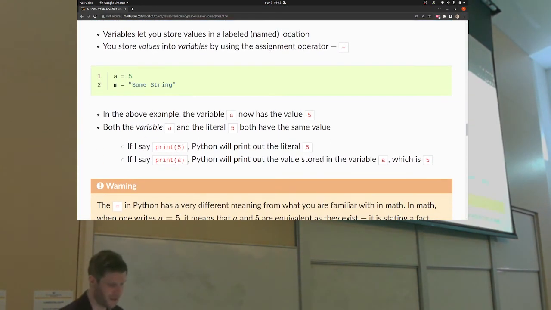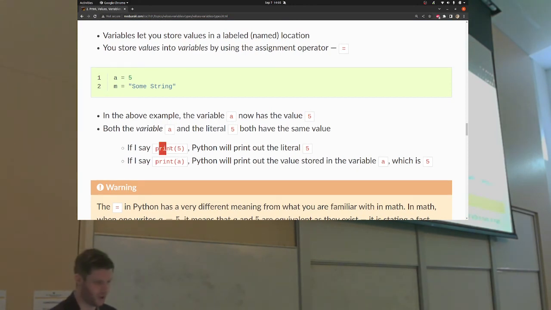So variables are great. This is exactly what I just showed you. Print 5 and print A will give you the same thing because the literal 5 and the variable A have the same value, the integer 5. Okay, we'll end here.